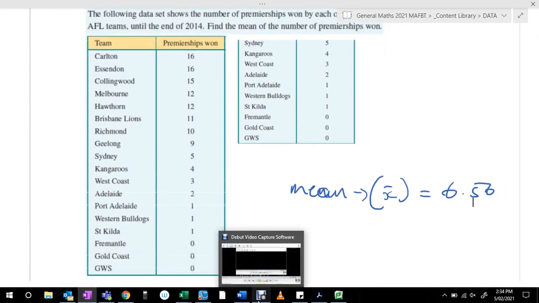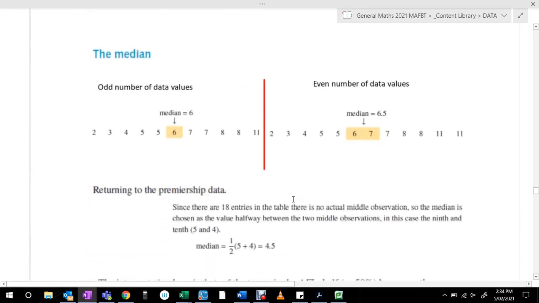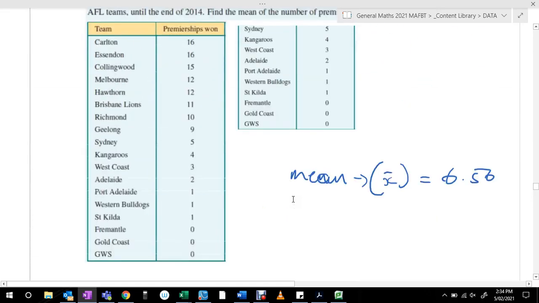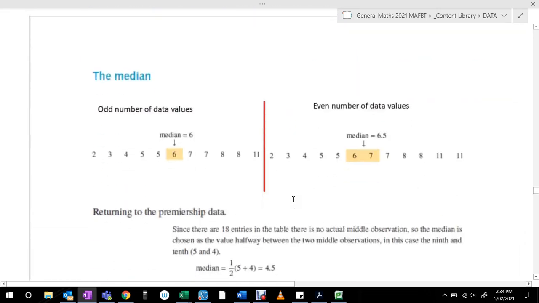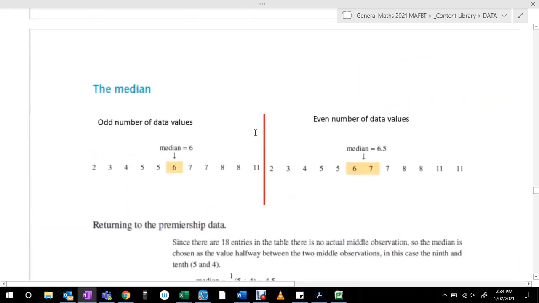Hello, Jane. Can I say Sam, please? Yep. Okay, let's keep going. What was it? 6.56, yeah? Shh, 6.56, yep. Okay, so next one is the median.